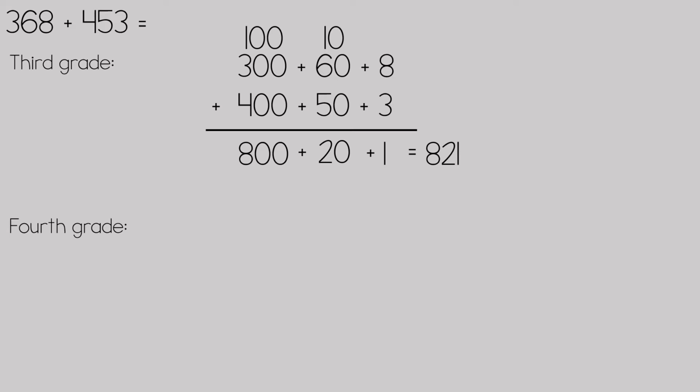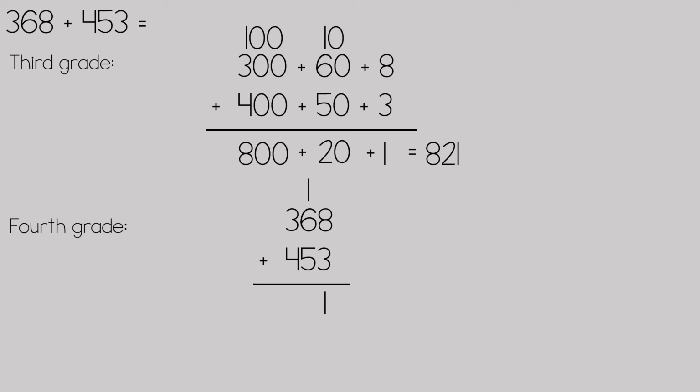Transitioning to 4th grade, the students will be introduced to the traditional algorithm for addition. Students will line the numbers up by place value. Starting with the ones place, they will add 8 plus 3 equals 11. They will regroup the 1 to the tens place because that does represent a 10. They will then add together 60 plus 50 plus 10, which equals 120.